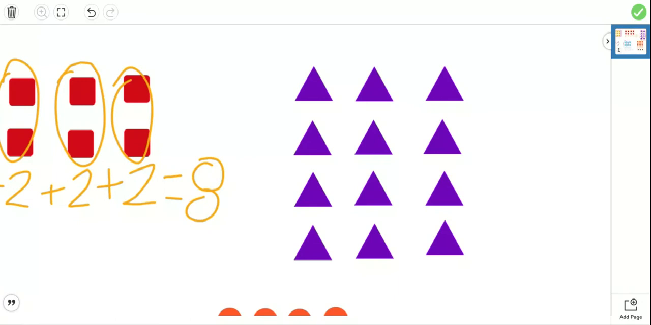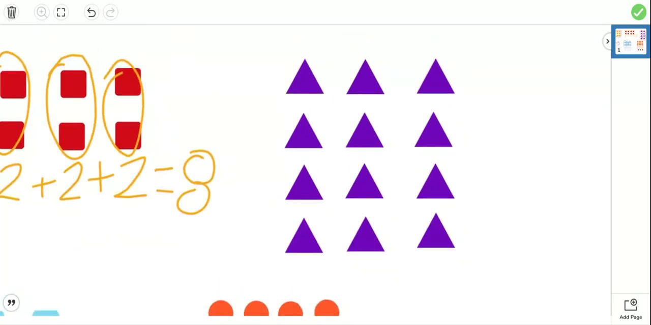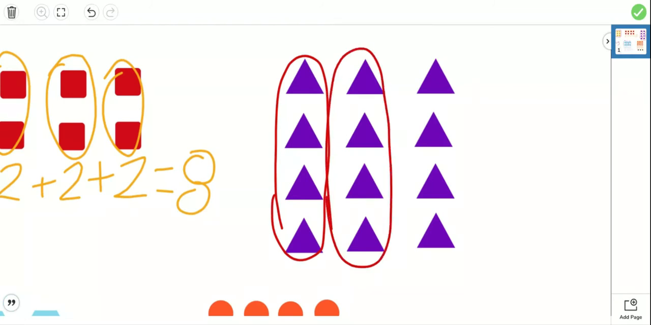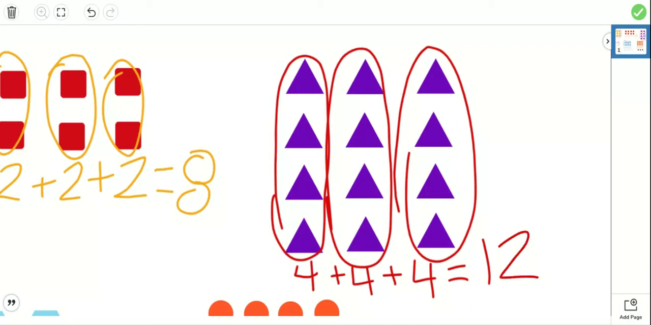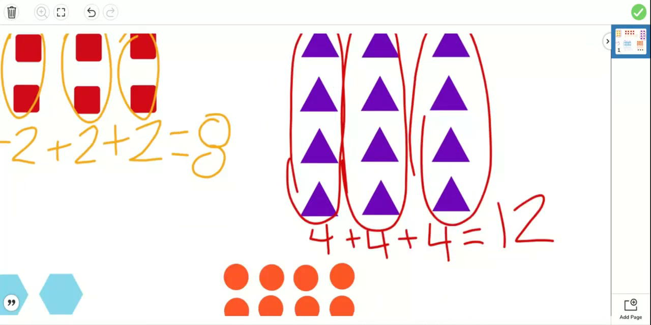Okay, now I am going to do the same thing. This time we're practicing columns. I am going to circle the amount up. That is the first column. We're not doing rows. Second column, third column. And if I count, I see 4 triangles in the first column. I see 4 in the second, and I see 4 in the third. So this equation is 4 plus 4 plus 4, and that equals 4, and 4 more is 8, and 4 more is 12. So I'm going to show you 2 more times.